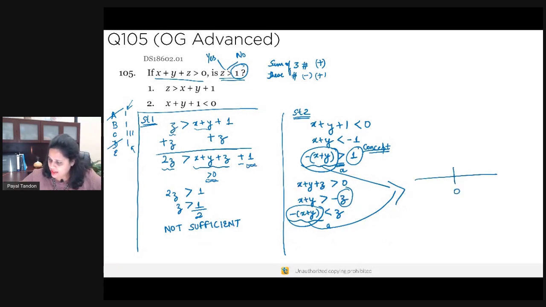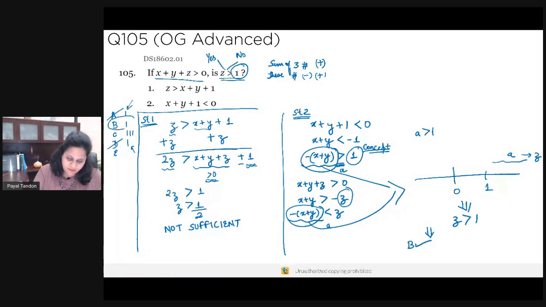Now I go on to my number line. I have 1 as a number, right? 1 is something that I know. Now a is greater than 1, which means a is somewhere over here. And z is greater than a, which means that z will be somewhere further away from a, right? Which means that overall z is greater than 1. So that gives me the answer for the question statement, which means that B is the correct answer over here.